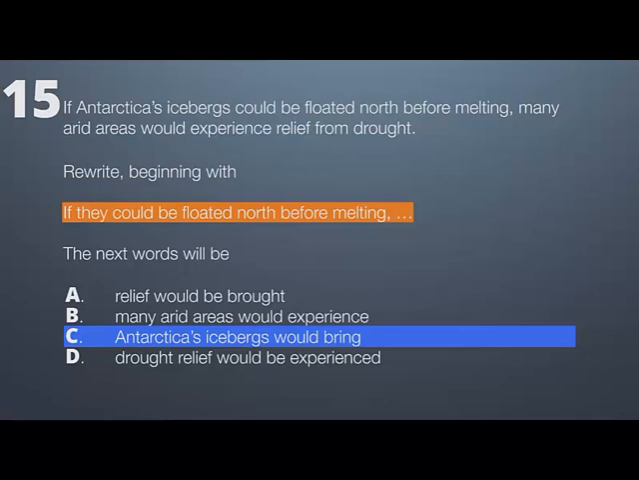Choice C avoids the modification and pronoun mistakes of the other options by providing the appropriate subject. In other words, you do not want to have what is called misplaced modification. Choices A and D do not clearly establish that they refers to Antarctica's icebergs, and choice B illogically implies that many arid areas could be floated north before melting.